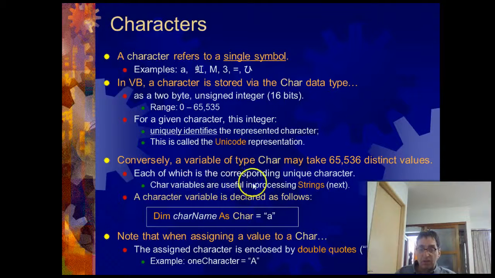Char variables are useful in processing strings. A Char variable is declared like this. So Dim the name of the variable as Char, and then initialize it by setting it equal to some character. Note that when assigning a value to a Char, I think that's the right pronunciation, by the way, I'm not absolutely sure. That's what I usually use, Char. The assigned character is enclosed by double quotes. So here you see double quotes. Example, 1 character equals A.